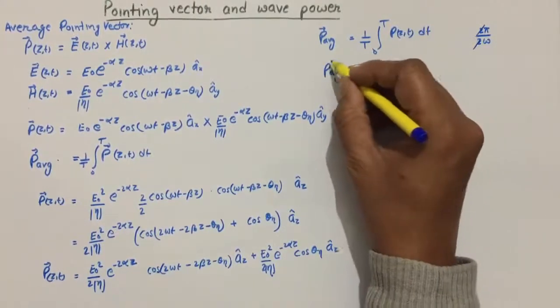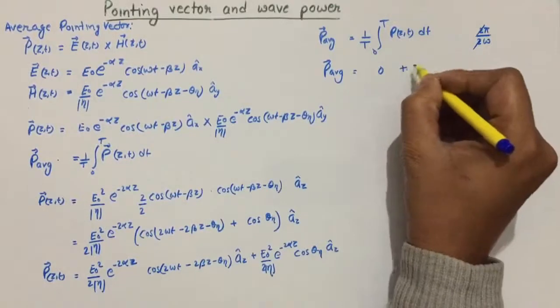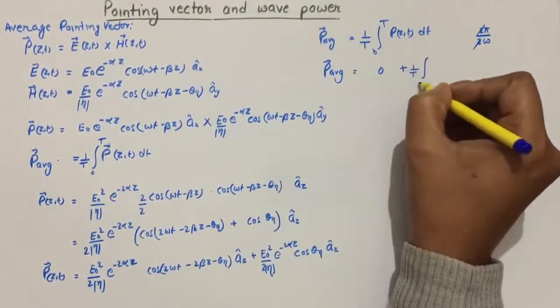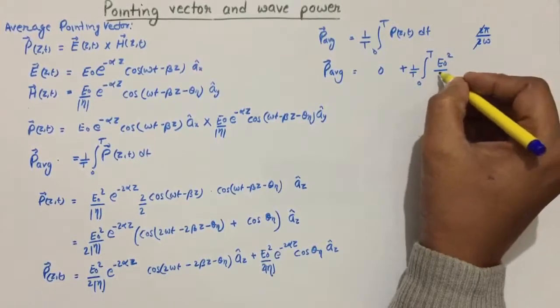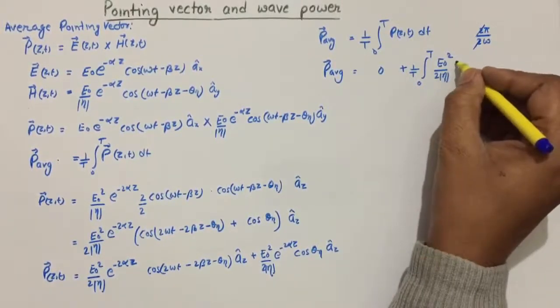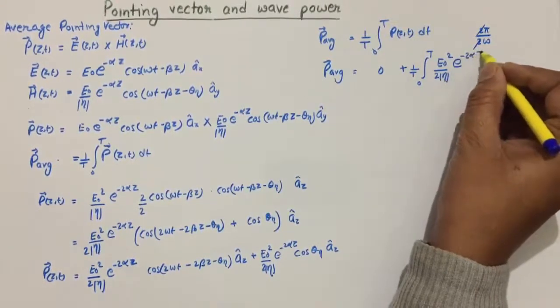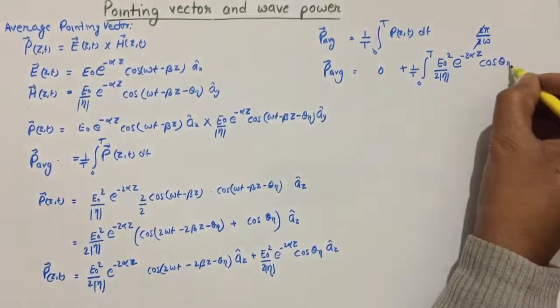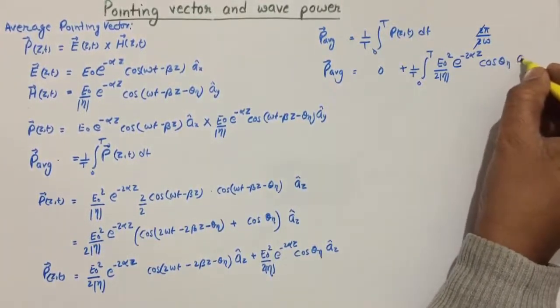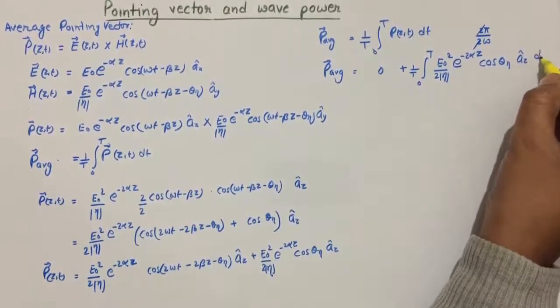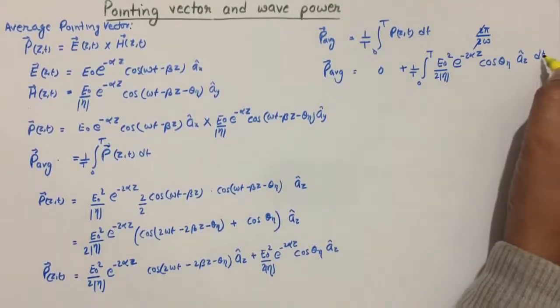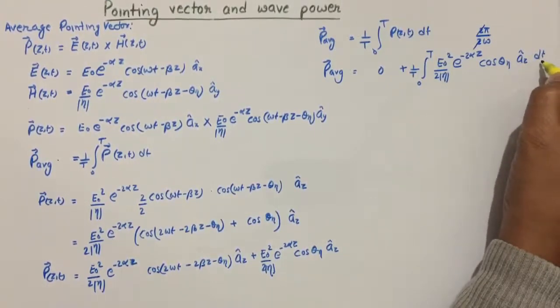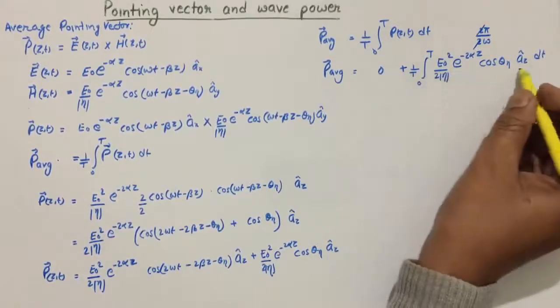So P average for this portion will be 0, plus 1 by T, integral 0 to T, E naught square divided by 2 times intrinsic impedance, e to the power minus 2 alpha z cos theta, in the direction of az, with dt. Okay, so if we integrate over the full time period, this T and this T will be cancelled out, and the remaining term will be this.